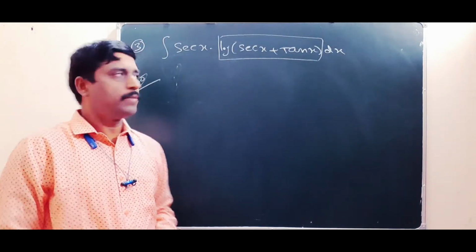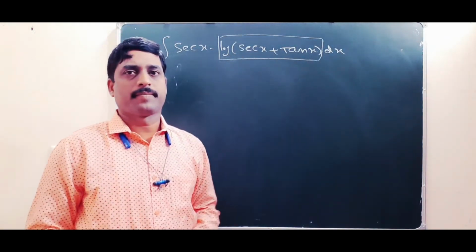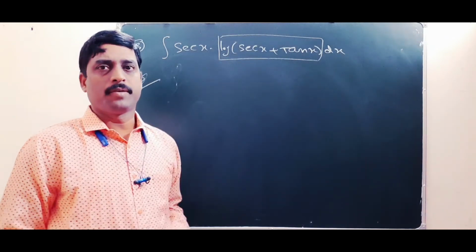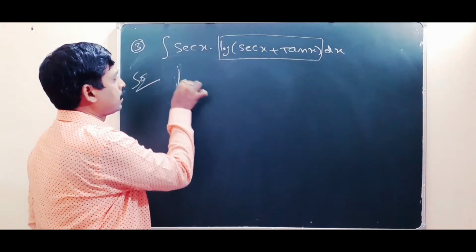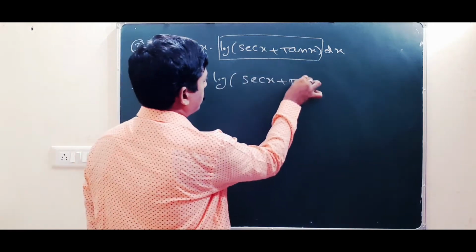Let us go to the next problem: integral of secant x into log of (secant x plus tan x) dx. Let us take log of (secant x plus tan x) equal to t, because its derivative involves secant x.